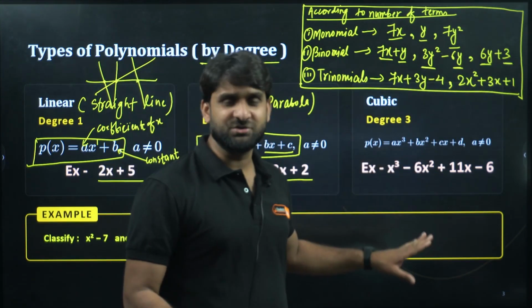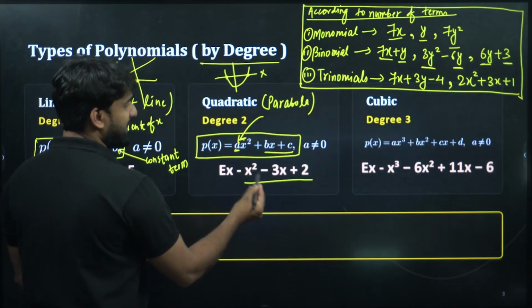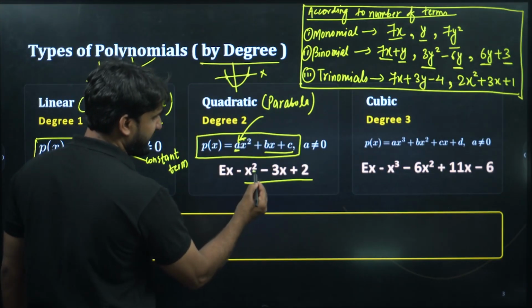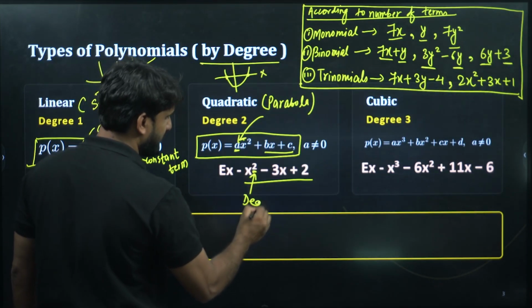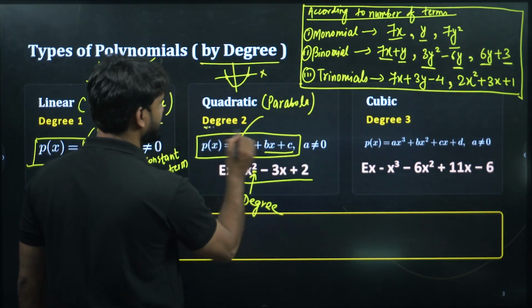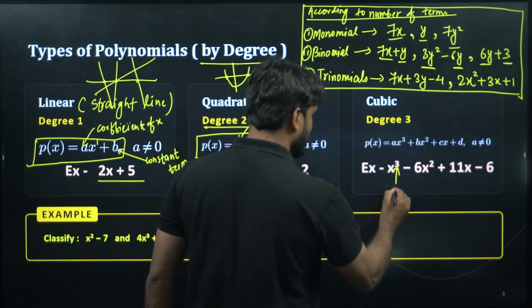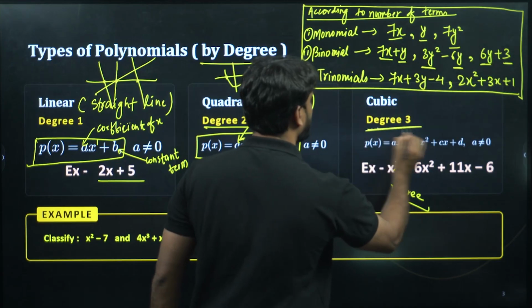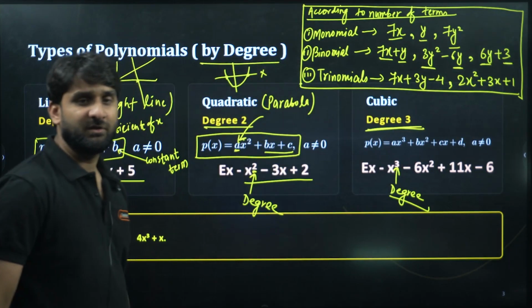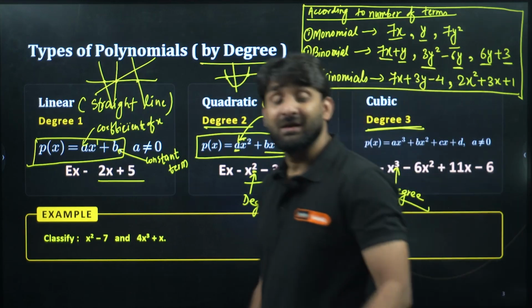Only you have to understand what exactly the cubic polynomial will look like. In a quadratic polynomial, can you see the highest power is 2? And if the highest power is 2, this is called the degree. The degree will be 2. In a cubic polynomial, can you see this 3 is the degree? Why? Because 3 is the highest value, and that's why this is called degree 3. I hope this is clear to you all. So the highest exponent of the polynomial decides the degree.